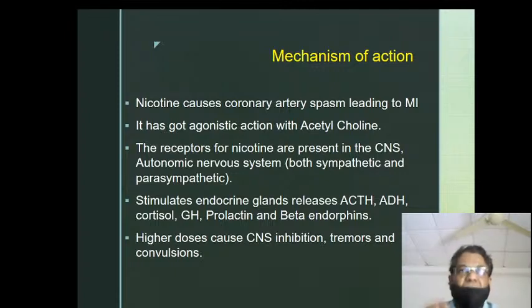Another important point to remember here is that in lower concentration it acts like a CNS stimulant, but in higher concentration it inhibits the central nervous system. Most people use this alkaloid for the purpose of CNS excitement, a kind of stimulus. Only in lower doses does it produce CNS stimulation, whereas in higher doses it produces CNS inhibition.